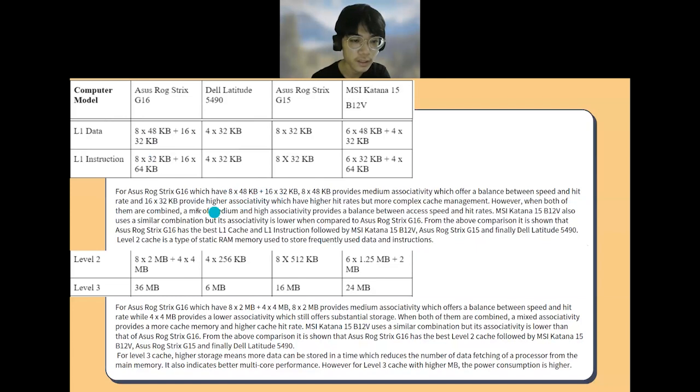associativity, which probably has a higher hit rate, but it has more complex cache management. But by combining them together, a mix of medium and high associativity will provide a balance between the access speed and the hit rate, which overall has a higher performance than the cache of the other laptop.